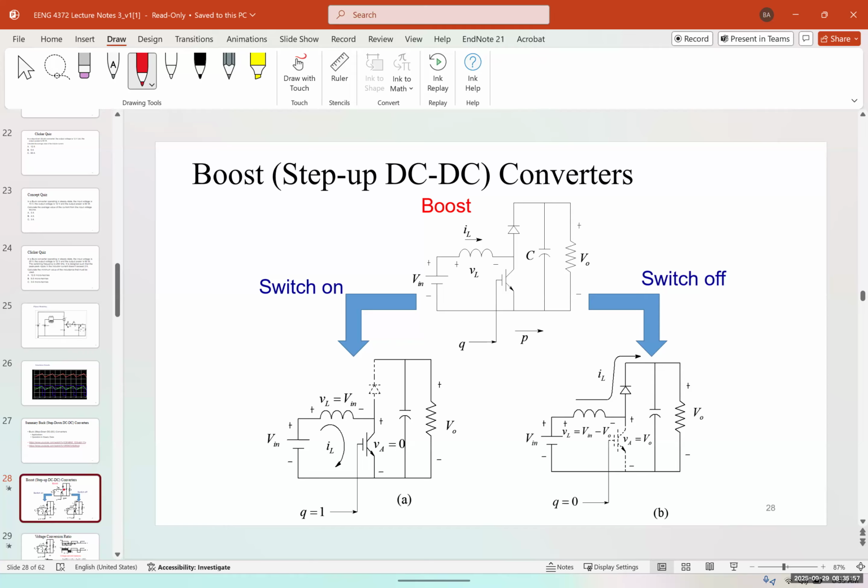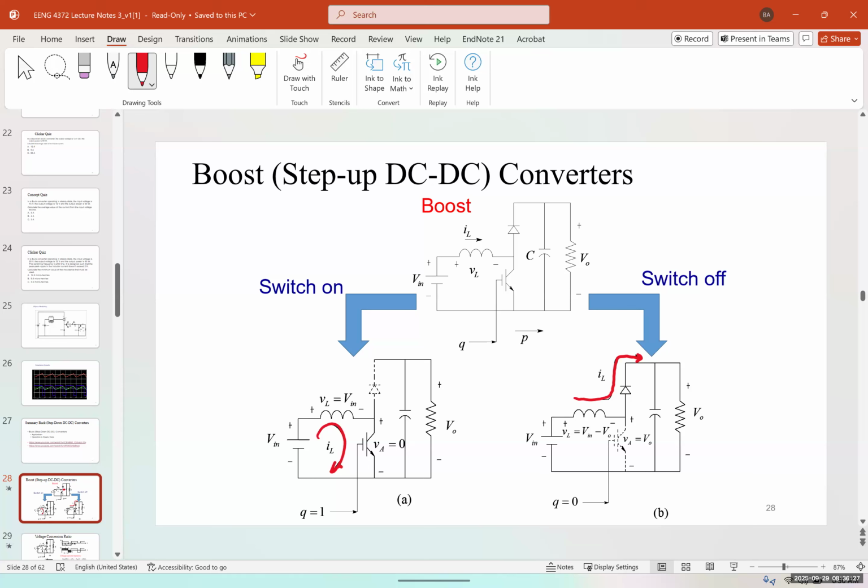And you can see that when the switch is on, the inductor is directly connected to the negative. So you have a loop over here and the current goes this way. And when the switch is off, the current goes through the inductor, through the diode, and into our capacitor and starts charging the capacitor. The principles are the same as what we had in the buck converter.